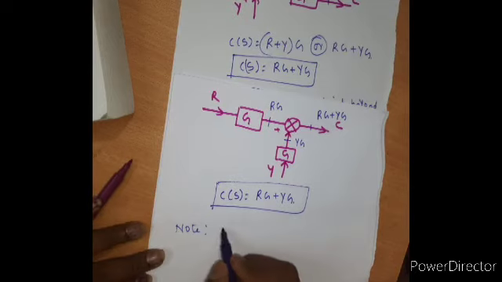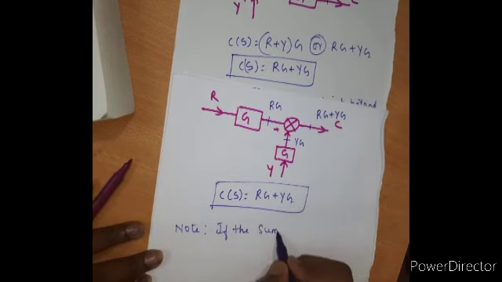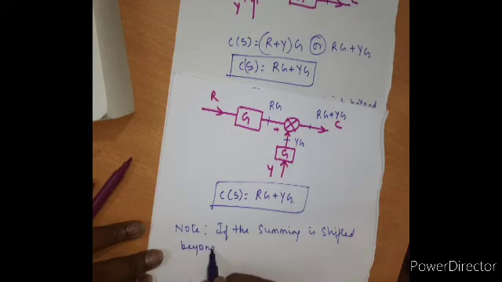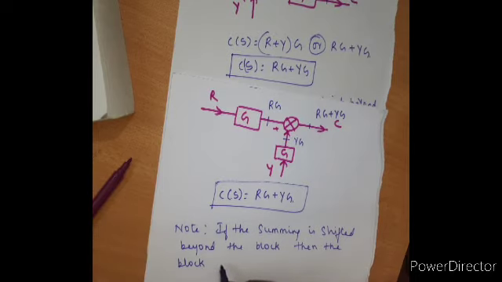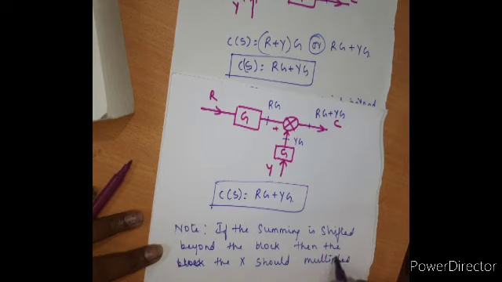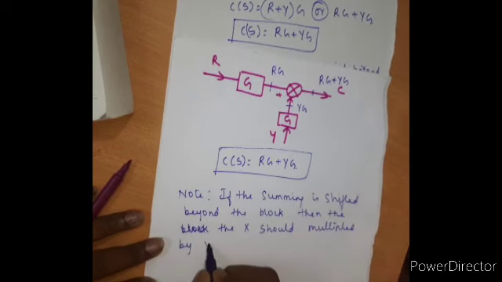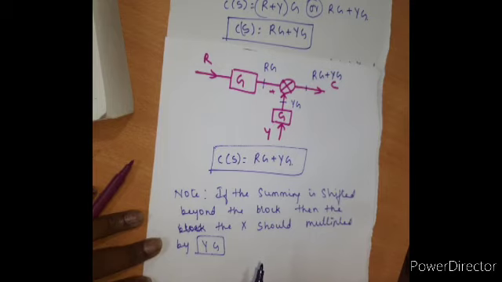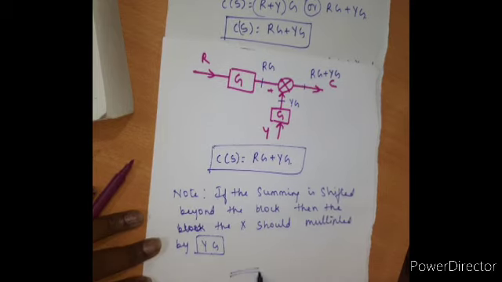If the summing point is shifted beyond the block, then the X should be multiplied by Y into G. A gain of YG should be multiplied in order to retain the output. This is rule number 5.